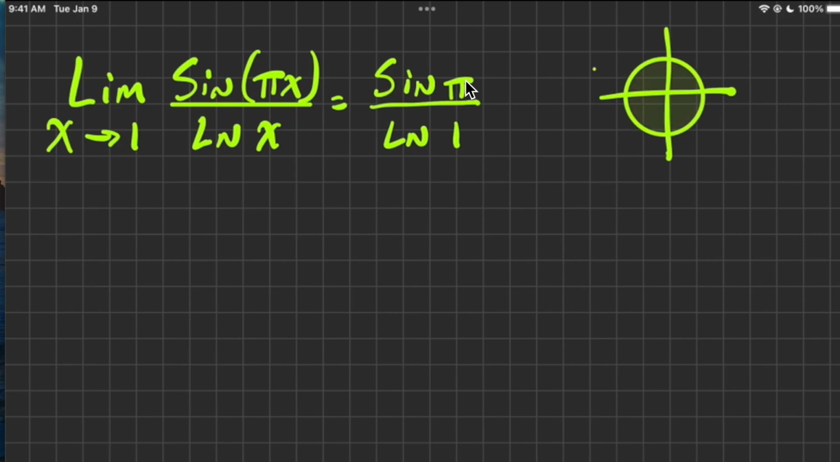Pi puts us at this location. That's pi radians, and the coordinates of that point are -1, 0. The sine is going to be the y coordinate, or 0.